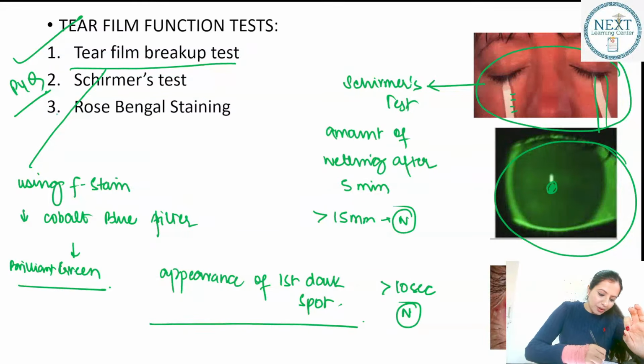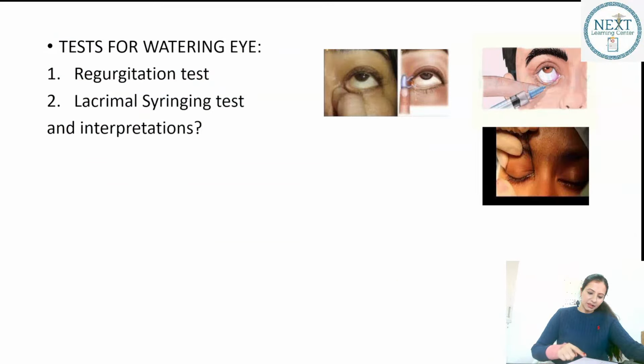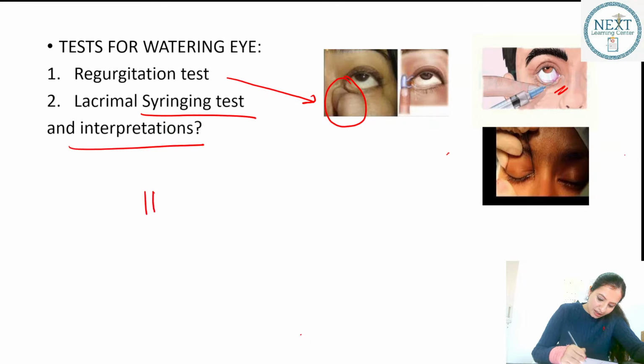Another thing you can do is rose bengal stain. This is your rose bengal stain. Then moving on to regurgitation test. This is your regurgitation test and lacrimal syringing test. This is your lacrimal syringing. If you look at the interpretations of lacrimal syringing, these are your upper and lower vertical canaliculi. These are your upper and lower horizontal canaliculi.